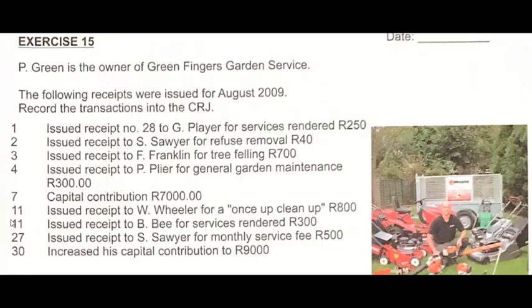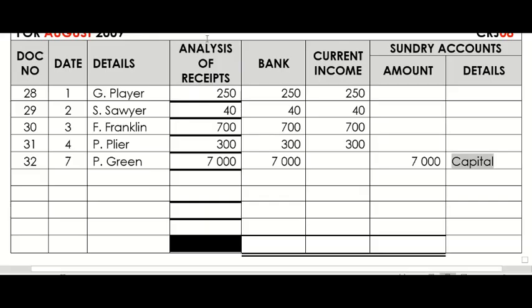The next transaction was on the 11th, but please notice that there are 2 transactions on the 11th, so it actually affects our analysis of receipts and bank columns. The first was we issued a receipt to W. Wheeler for a once-off cleanup, which is also just a service, of 800 Rand. Okay, so when you record it here, you will say receipt number 33. On the 11th, W. Wheeler, 800 Rand. But be careful because it's not the only transaction for the day. You can't draw that line yet. Can't cash your till up yet. So nothing will go to bank in this line, but it will go to current income.